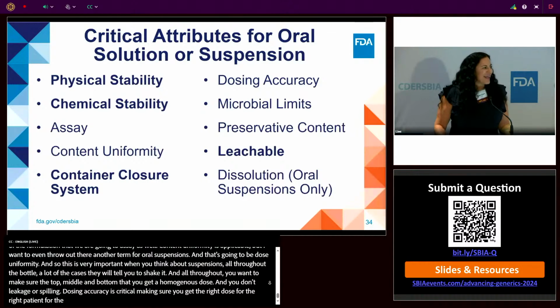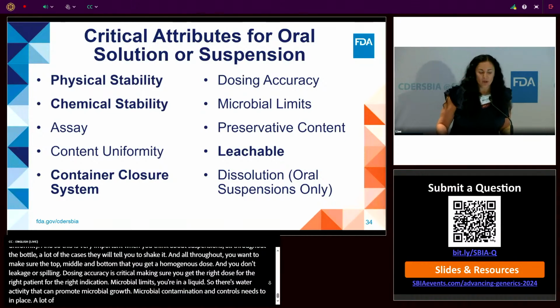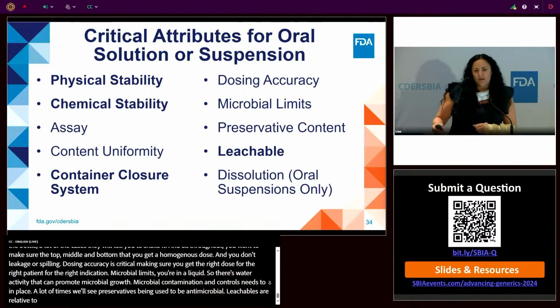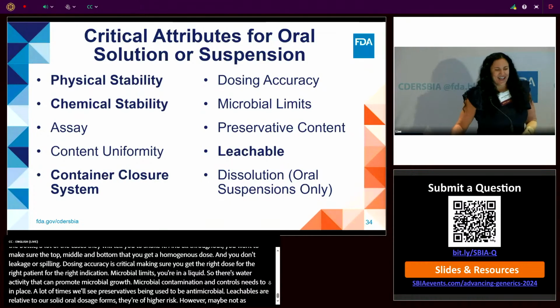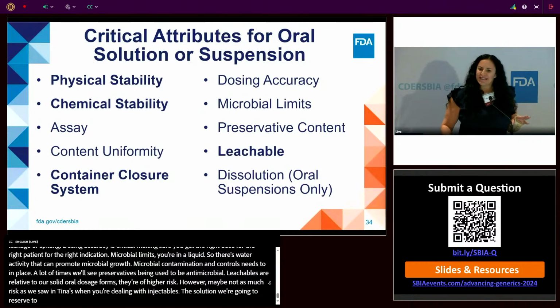Microbial limits. You're in a liquid, so there's water activity that can promote microbial growth. So microbial contamination controls need to be in place, and a lot of times we'll see preservatives being used to be antimicrobial. Leachables, relative to solid oral dosage forms, are of higher risk. However, maybe not as much risk as we saw with injectables. Dissolution, we're going to reserve for oral suspensions, because the active is being suspended, and so you care about how it goes into solution.